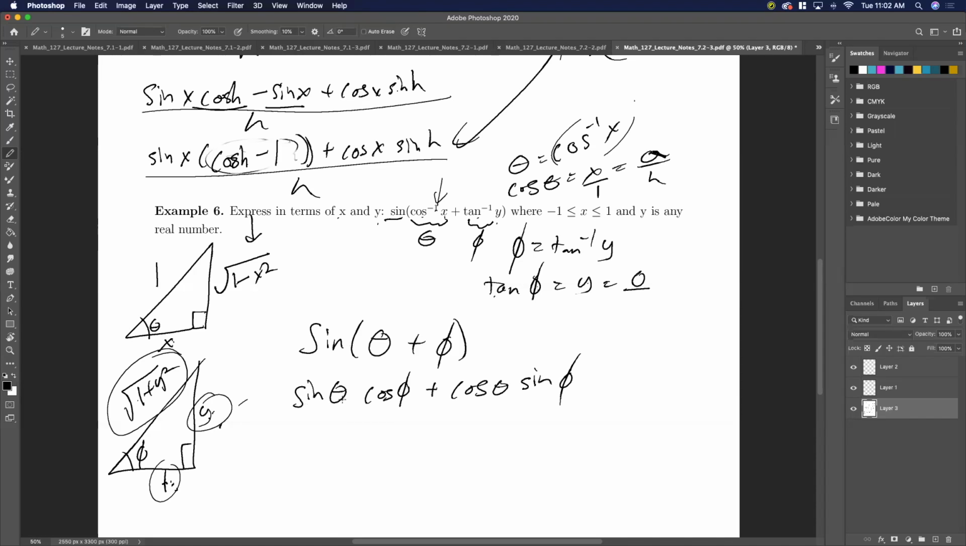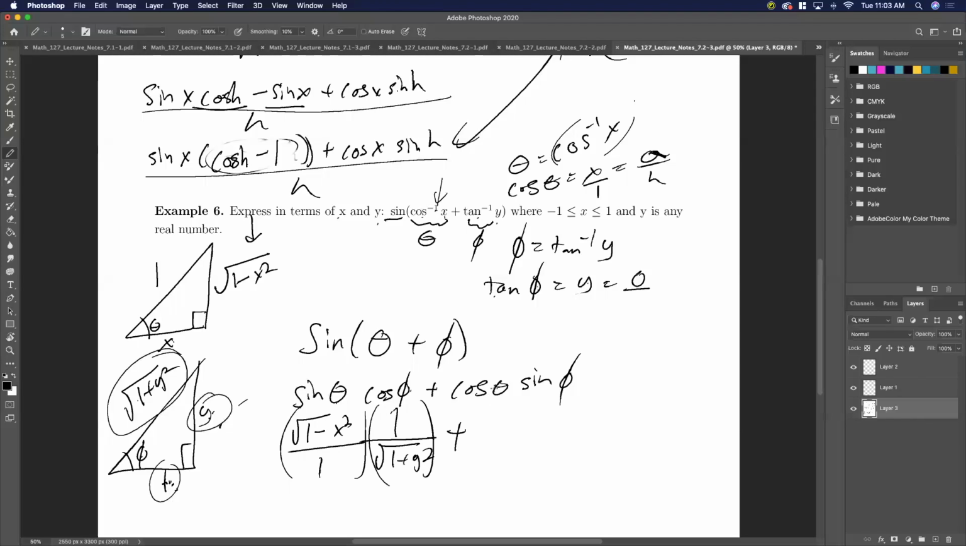All right, so what's sine of theta? Well, here's theta, so theta is opposite over hypotenuse. The opposite here is the square root of 1 minus x squared over 1. That's what sine of theta is. What's cosine of phi? Cosine of phi is 1 over the square root of 1 plus y squared, the adjacent over the hypotenuse.